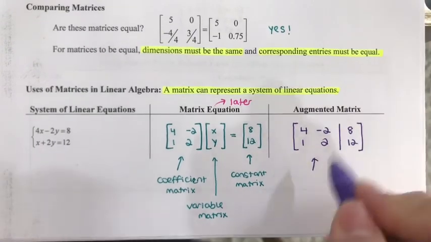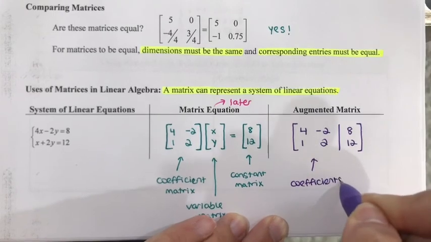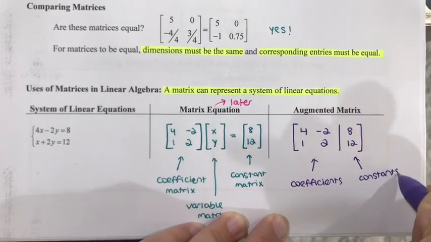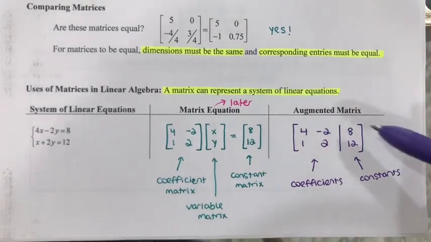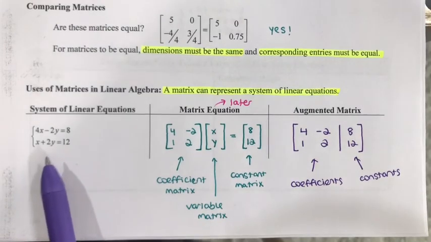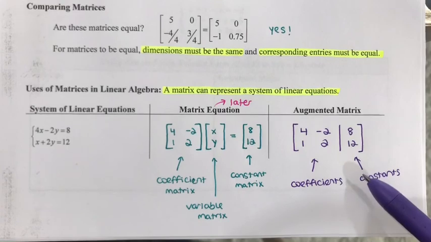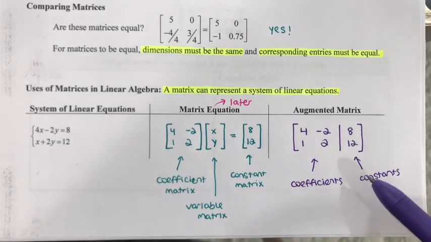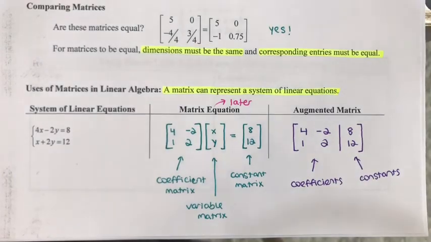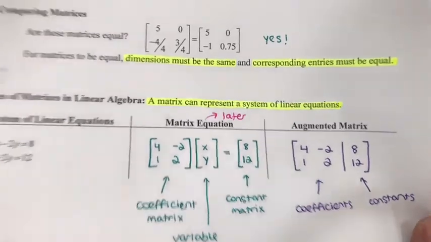So coefficients, constants. The nice thing about an augmented matrix is that if you have a single system like this, it's really just one matrix you're going to be creating in your calculator, and there's just one step that you're going to have to do. All right, so let's jump to the next page.